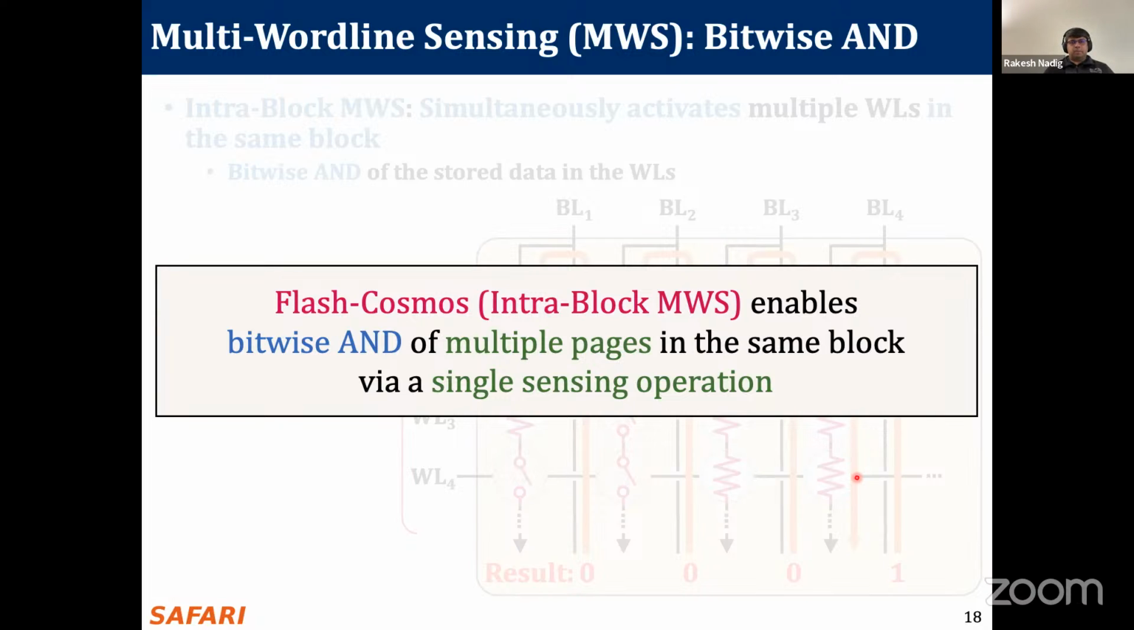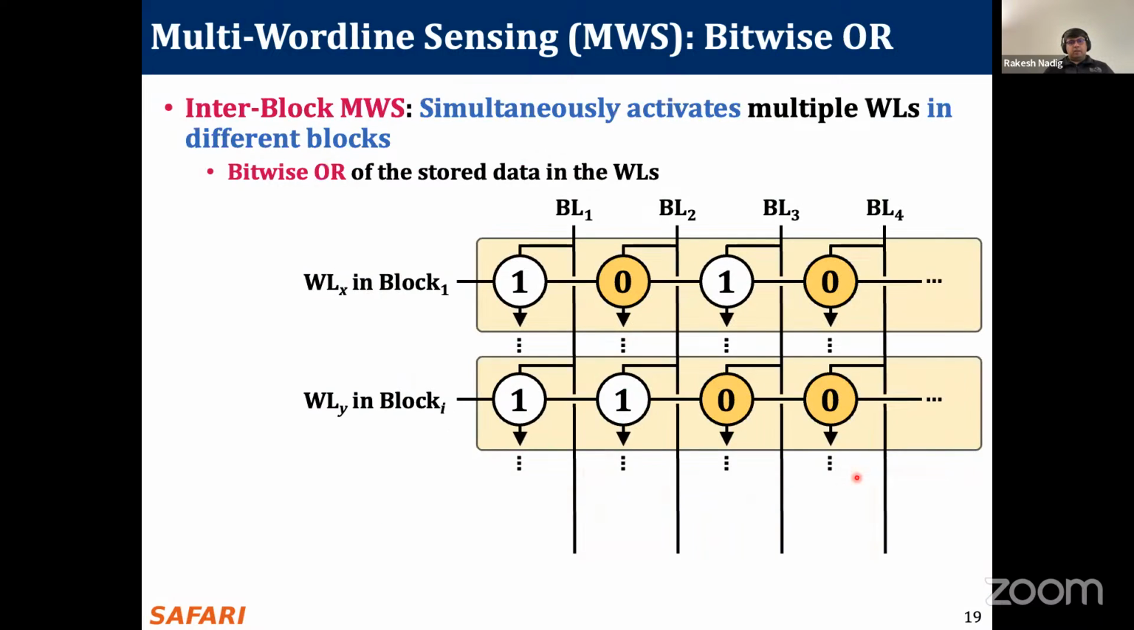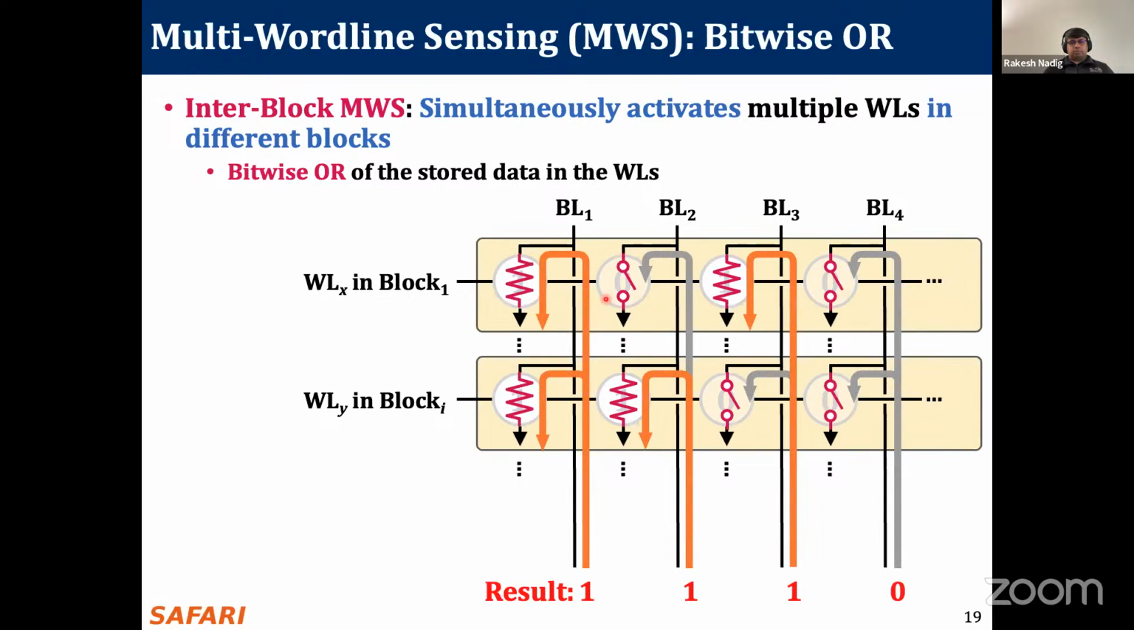It does this with a single sensing operation. Now we look at another variant of MWS, which is inter-block MWS, which helps us perform bitwise OR. We achieve this by simultaneously activating multiple word lines in different blocks. Here we show 2 different blocks, with the block representation shown in yellow. As we saw earlier, the bit lines are common across different blocks. We activate 2 word lines across these blocks, and then the bit line current passes through each of these NAND strings.